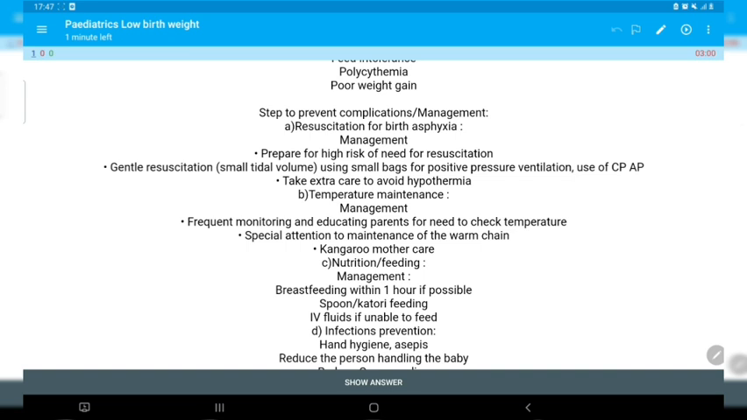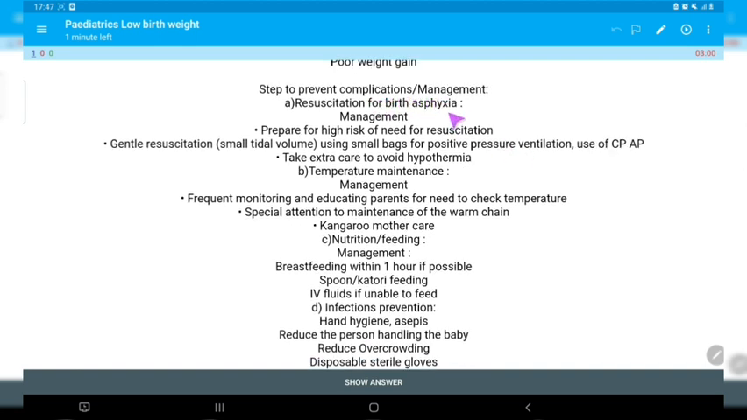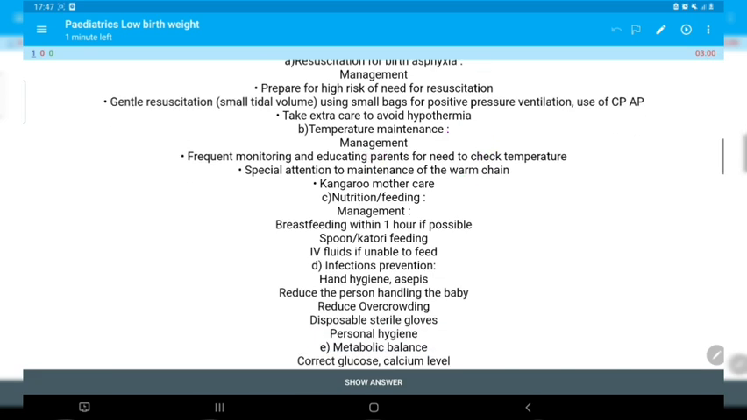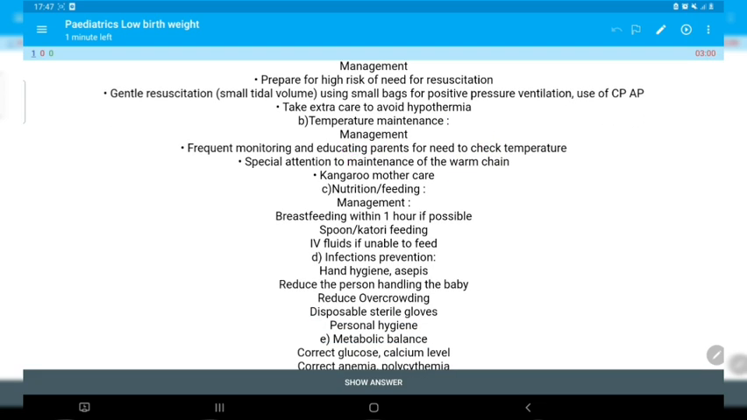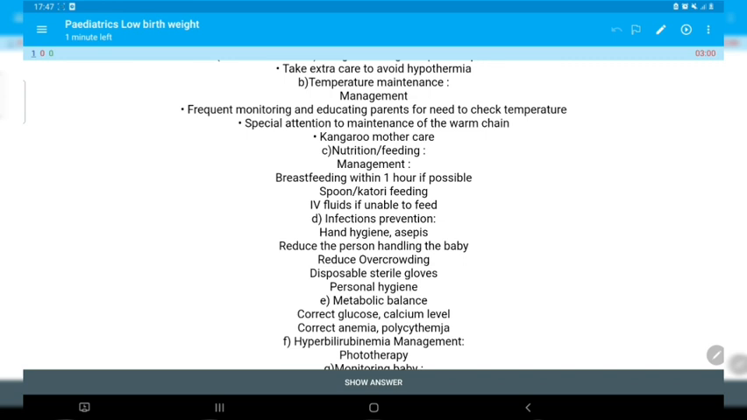So what are the steps to prevent complications and manage them? We have 7 steps. Resuscitation for birth asphyxia is the first step: prepare for high risk of need for resuscitation, gentle resuscitation, use of CPAP, and take extra care to avoid hypothermia. For temperature maintenance we do frequent monitoring and educate parents on the need to check temperature, with special attention to maintenance of the warm chain. And then we can do kangaroo mother care.